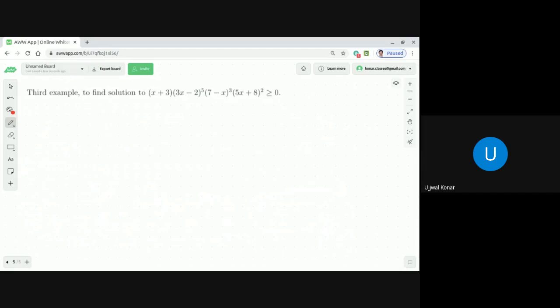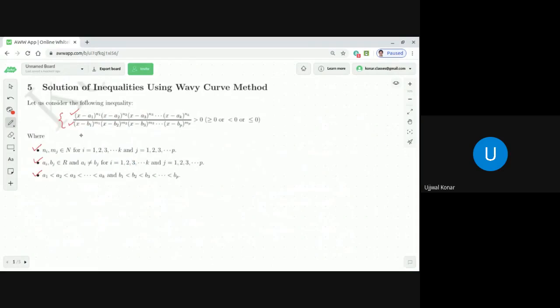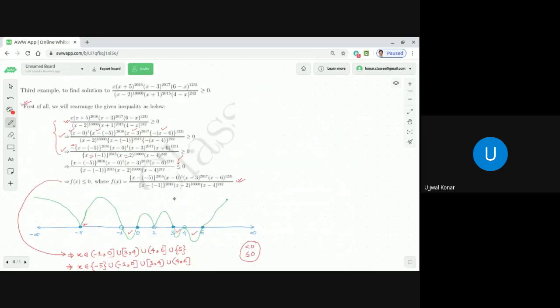If you recall what I said, always make the coefficient of x as 1. If I take you to the theory, you find x minus a1, x minus a2, x minus a3, x minus ak, in the denominator x minus b1, x minus b2, x minus b3, x minus bp. What is the coefficient of x? 1, right? And it is always x minus a1, not a1 minus x. If it is given a1 minus x, we need to convert it to x minus a1, which we did in one of the examples here. In this case, 6 minus x was there; now we made it x minus 6.